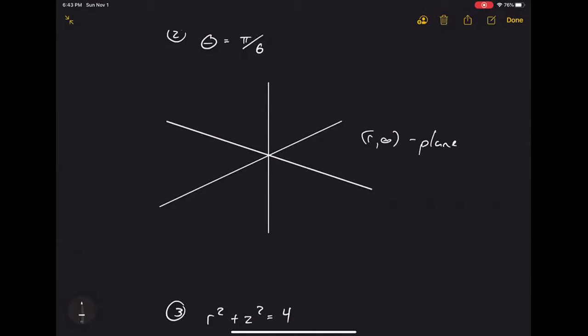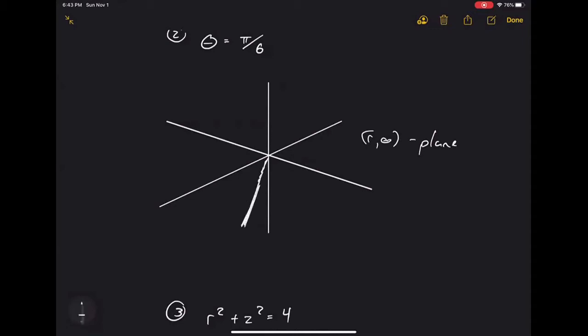So theta equals pi over 6. What would that look like? Let's confine ourselves to this horizontal plane. What would theta equals pi over 6 be? Well, I'm always measuring my angle from the positive x-axis. So theta equals pi over 6 would be that angle. And then we're not given any restrictions on r. So r could be like 1, it could be 2, it could be 3, it could be -1, -5. So we're not given any restrictions on r.